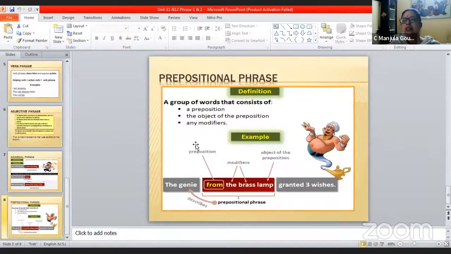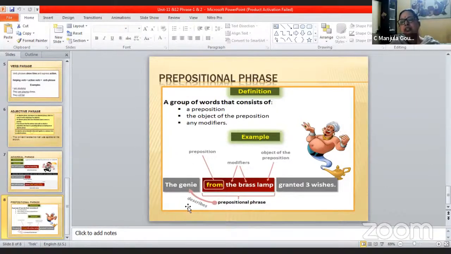Now let us look at prepositional phrases. A prepositional phrase is a group of words that consists of a preposition, the object of the preposition, and any modifiers. Virginia from the brass lamp granted three wishes. So "from" becomes the preposition. It describes actually the action that is being done.